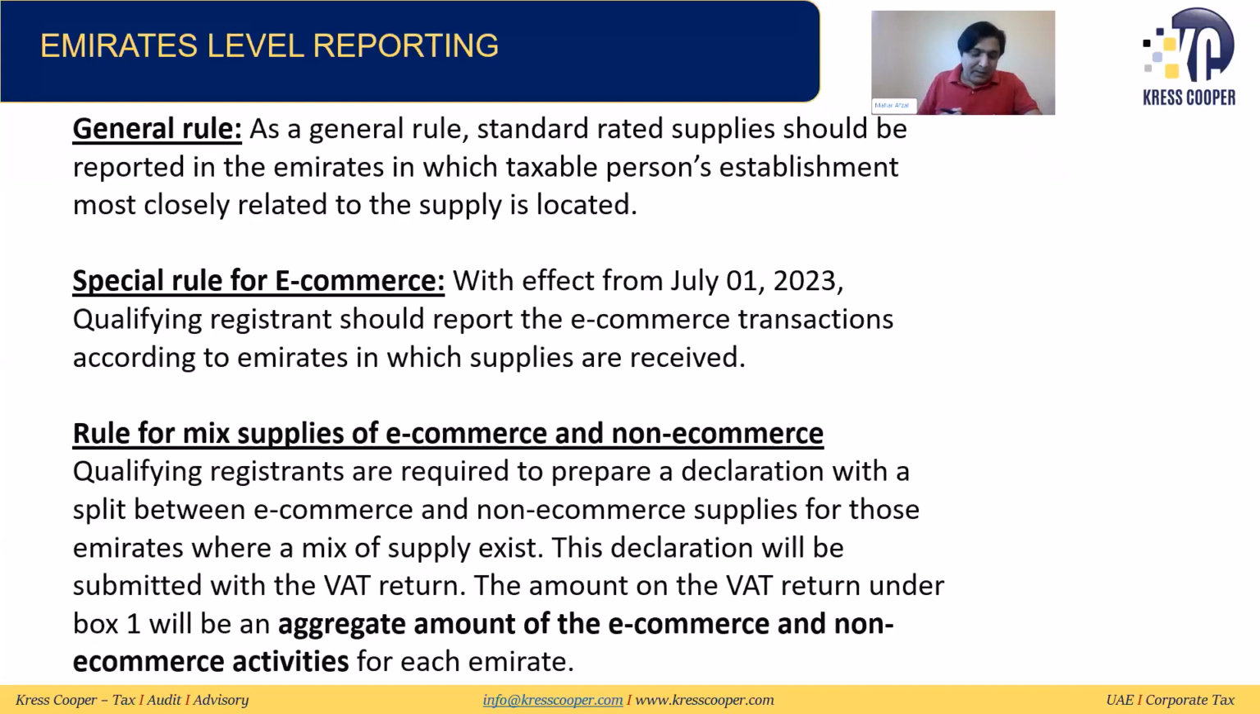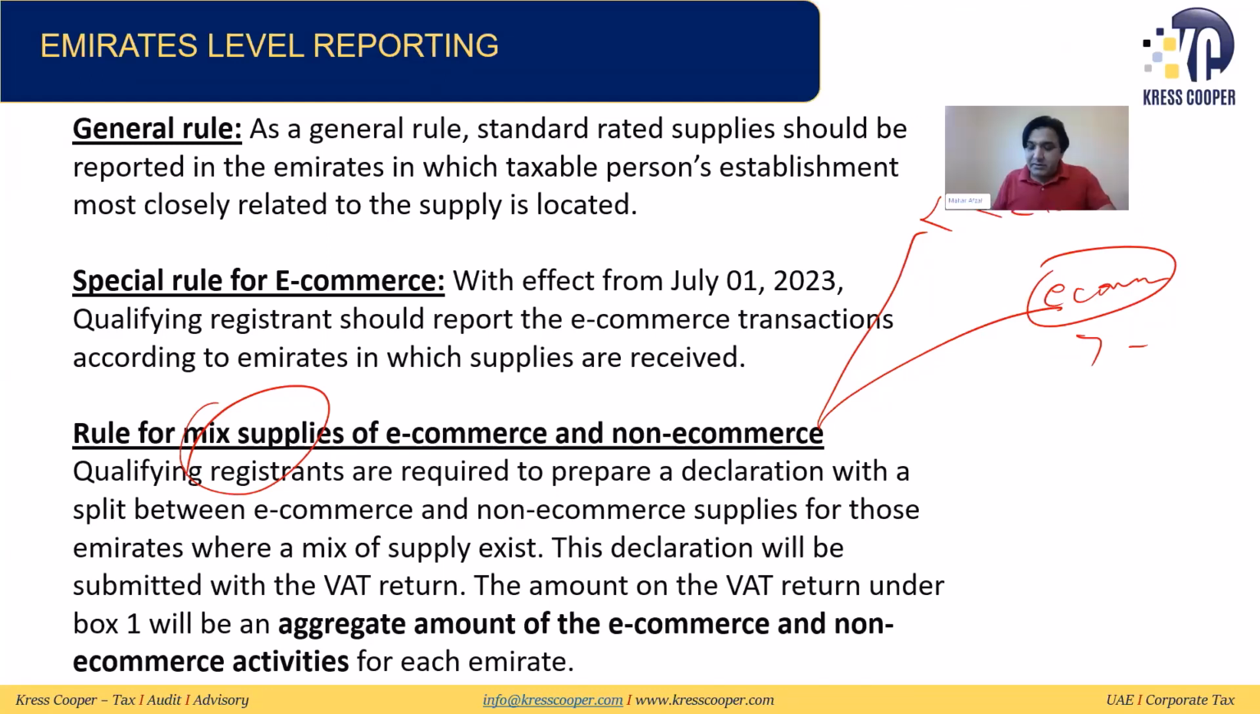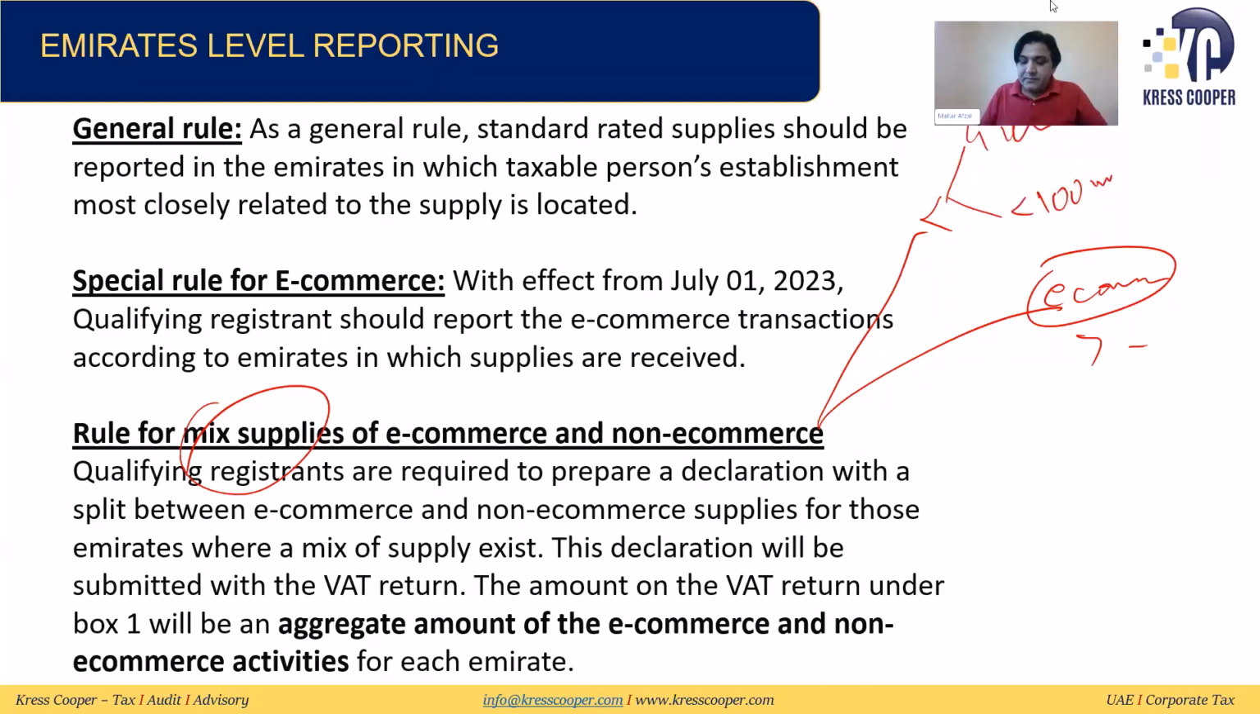One person can have mixed supplies as well. So in mixed supply, they need to identify e-commerce supply of more than 100 million and supply of less than that. There are two categories: the general rule for less than 100 million supply, and a different criteria for the e-commerce supply.